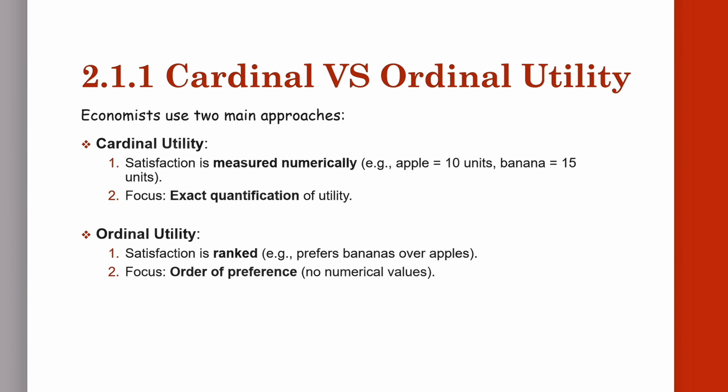Think of it as the difference between saying I like A more than B versus I like A 3.7 times more than B. It sounds funny, right? Okay. In practice, ordinal utility is considered more realistic because it matches the way people make everyday decisions, based on preference, not precise calculations.